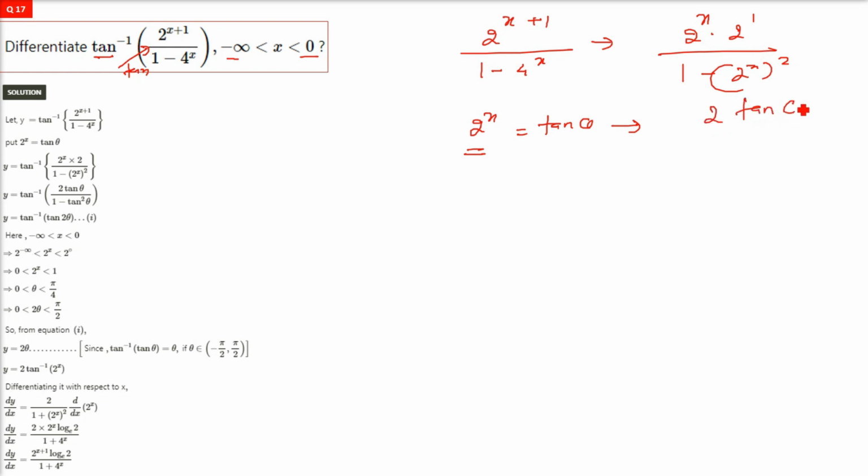So 2 tan theta divided by 1 minus tan theta whole square. Alright. Now we have just seen a question like this.